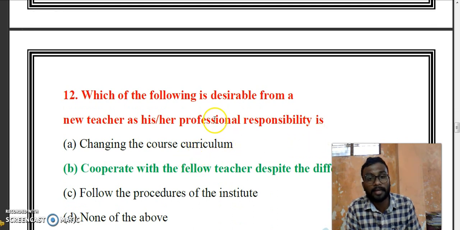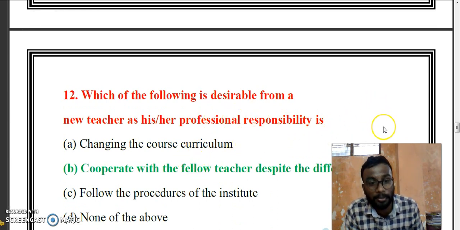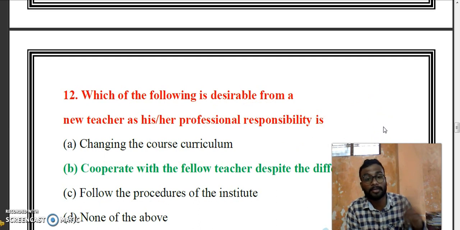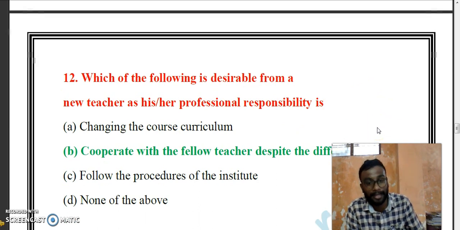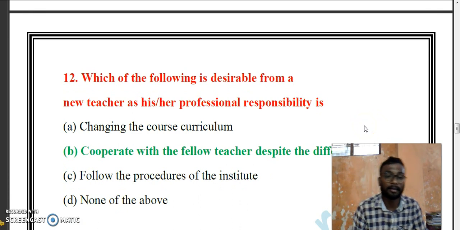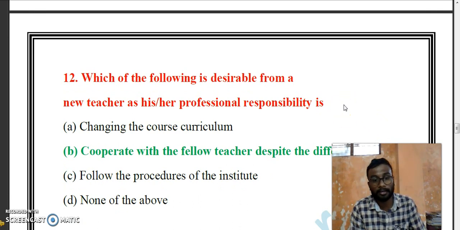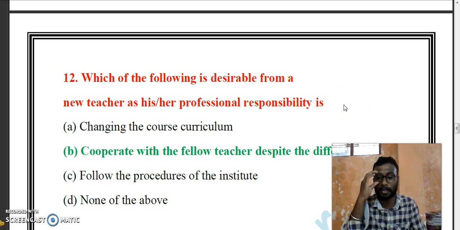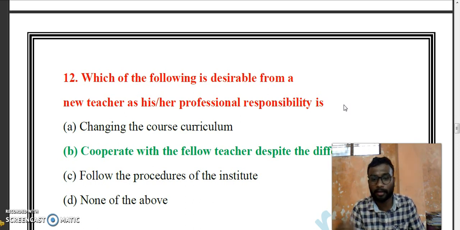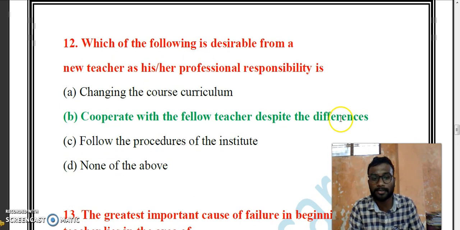Which of the following is desirable from a new teacher, freshly joining the teaching career, as his professional responsibility? First one is changing the course curriculum, cooperate with the fellow teacher despite the differences, follow the procedures of the institute, none of the above.